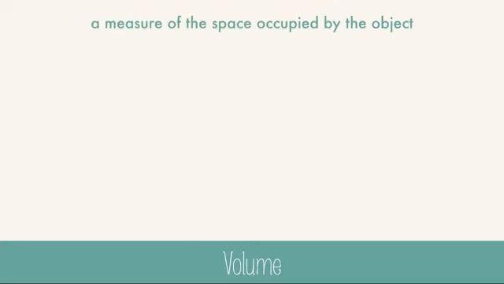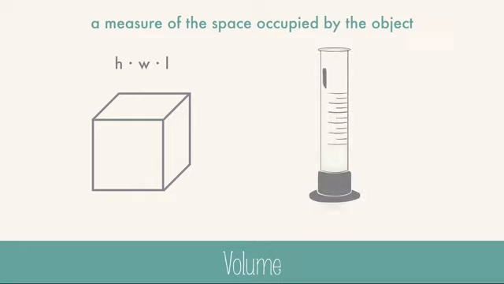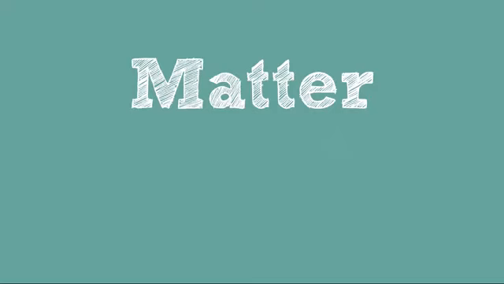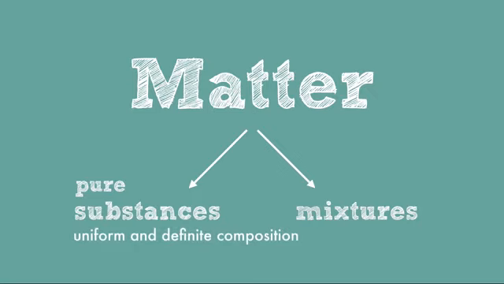Volume is a measure of the space occupied by the object. You can measure the volume of a regular-shaped solid object using math. But for irregular solid objects, water displacement is an easier method. Matter can be divided into two basic categories: substances and mixtures of those substances. Substances are often referred to as pure substances because they have a uniform and definite composition.